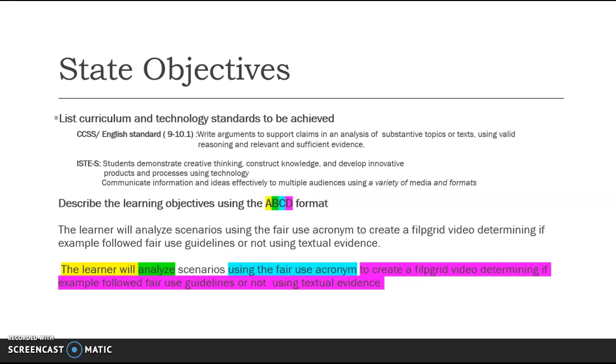Now again, the learning objective: the learner will analyze scenarios using the fair use acronym to create a Flipgrid video determining if the example followed fair use guidelines or not using textual evidence. So, following the ABCD format, A is for audience, the learner will. As far as behavior, they are going to be analyzing these scenarios. The condition, they're going to be using the fair use acronym, never undercut the author's intent, which they heard about in the copyright presentation. And then the degree to which they're doing this, they're going to create a Flipgrid video determining if the example followed fair use guidelines or not using textual evidence.